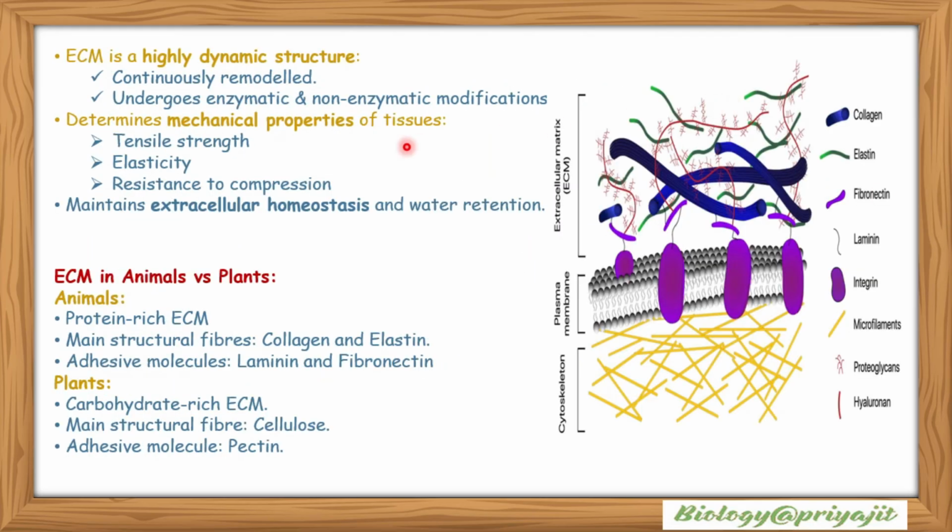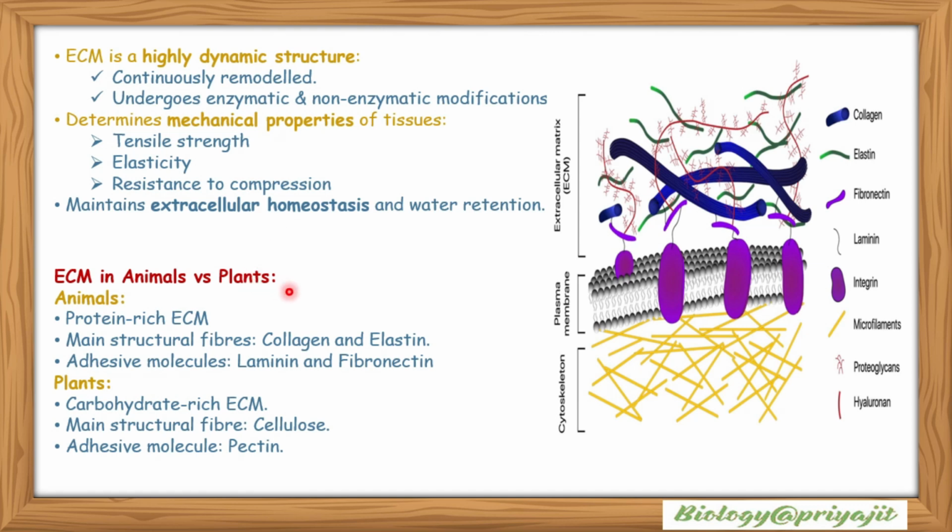ECM is a highly dynamic structure as it is continuously remodeled. It undergoes rapid enzymatic and non-enzymatic modifications. It also determines mechanical properties of tissues such as tensile strength, elasticity, and resistance to compression. ECM also maintains extracellular homeostasis and water retention.